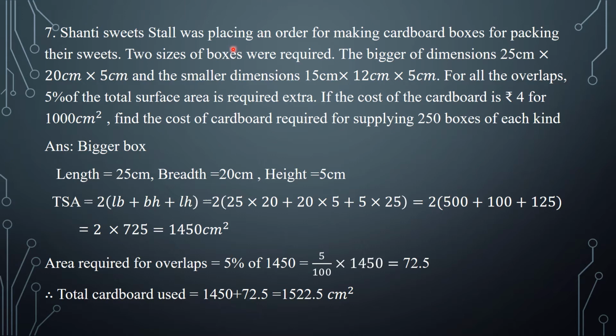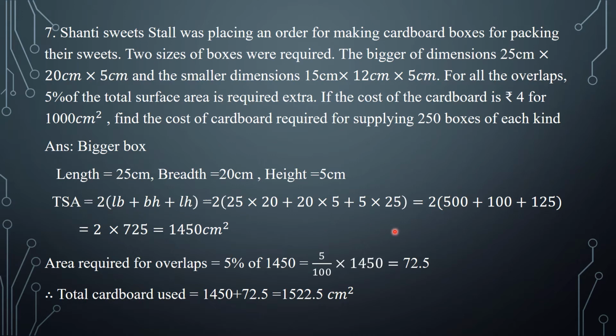Here in this question, there are two types of boxes, one of a bigger size and the other one of a smaller size. For the bigger box, we are given the dimensions as length equal to 25 cm, breadth equal to 20 cm and height equal to 5 cm. As we want to make the box with cardboard, we are going to find the total surface area. That is, total surface area of the bigger box is 2 into LB plus BH plus LH.